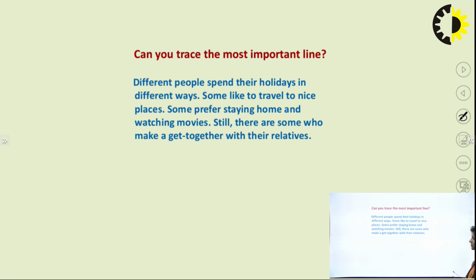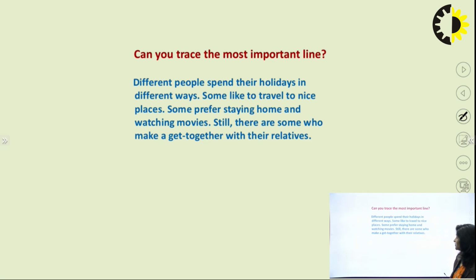Before moving ahead, I want to ask one question first: can you trace the most important line in this paragraph? Different people spend their holidays in different ways. Some like to travel to nice places. Some prefer staying home and watching movies. Still, there are some who make a get-together with their relatives.